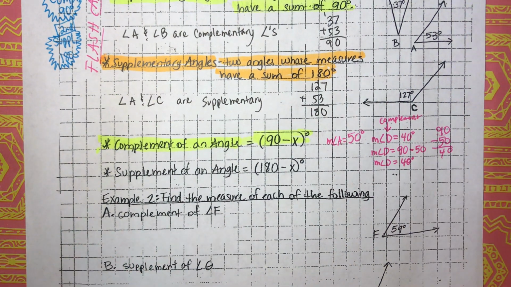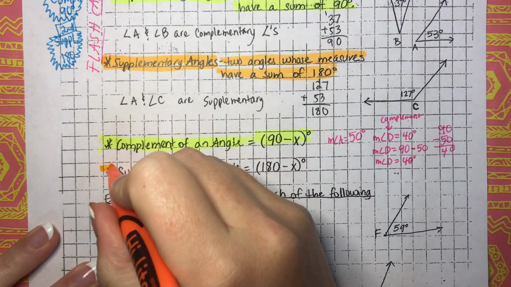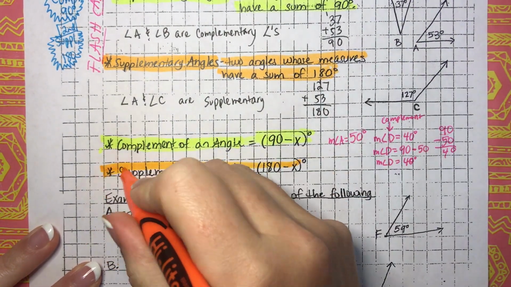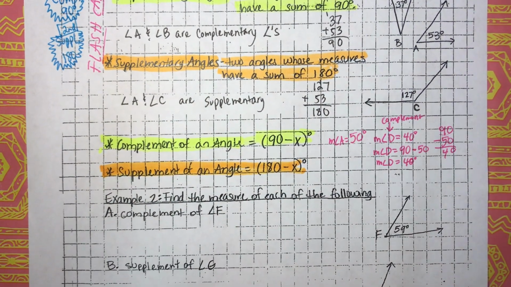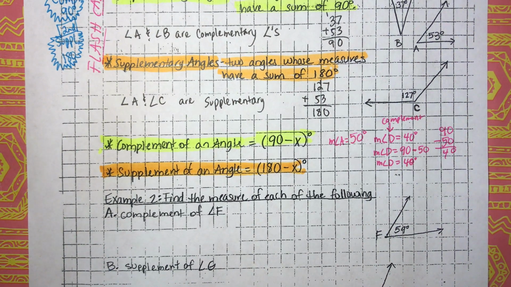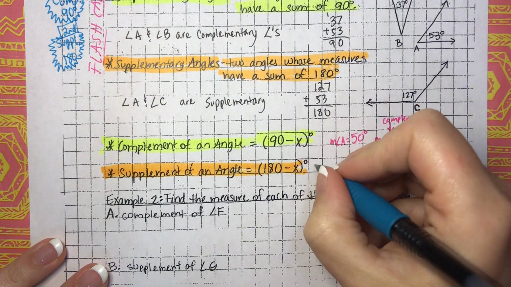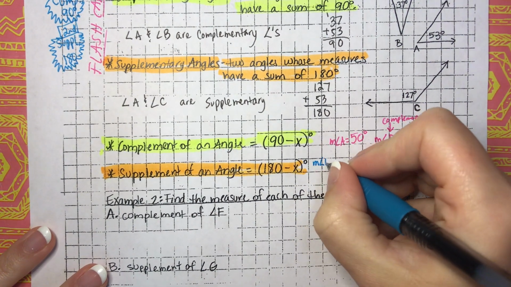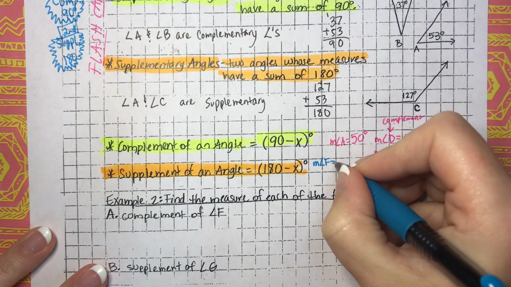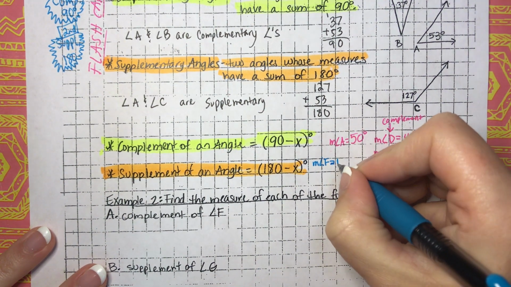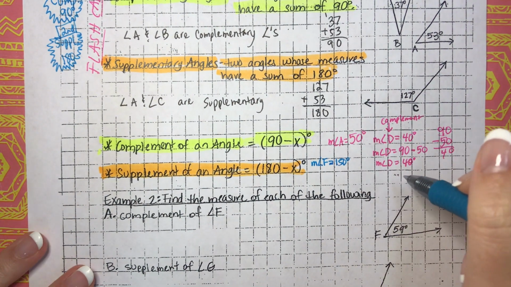Okay? Now let's talk about the supplement of an angle. So if you have an angle, the supplement of an angle is 180 minus x. So let's just think about an angle, I'm going to call it angle F. The measure of angle F, I'm using an equal sign. That's why I always use this measure of angle F. The equal sign, let's just say it's 150 degrees. And we want to find what's the supplement of that angle.